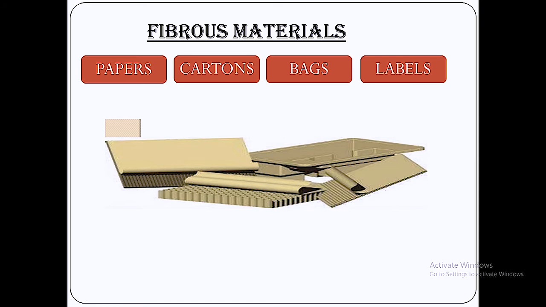Then the next type of material we are all aware of is fibrous materials. Fibrous materials are basically papers, cartons, bags, and labels. Fibrous materials are made up of paper. We know cartons; you might have seen these cardboards with shapes, like this cluster, for putting things in a proper manner. You all have seen such types of cardboards.